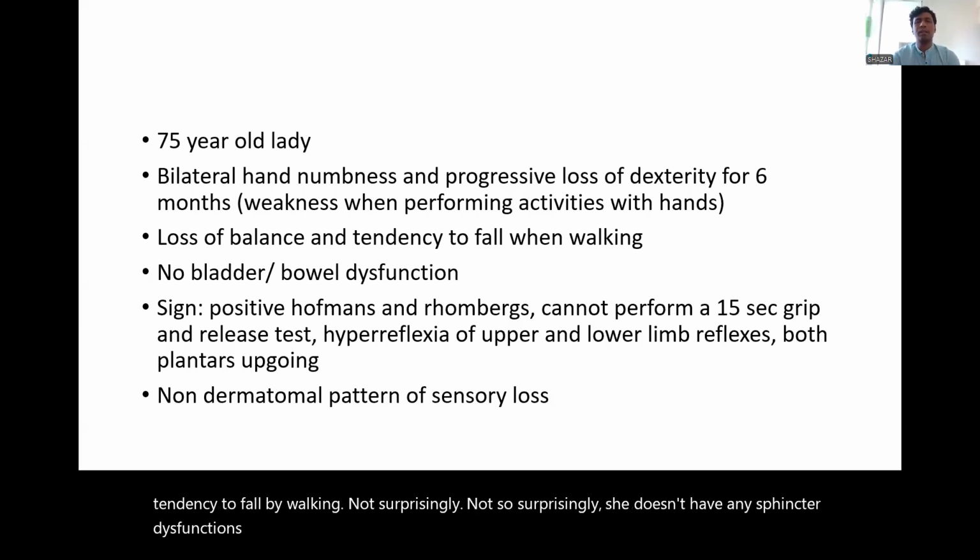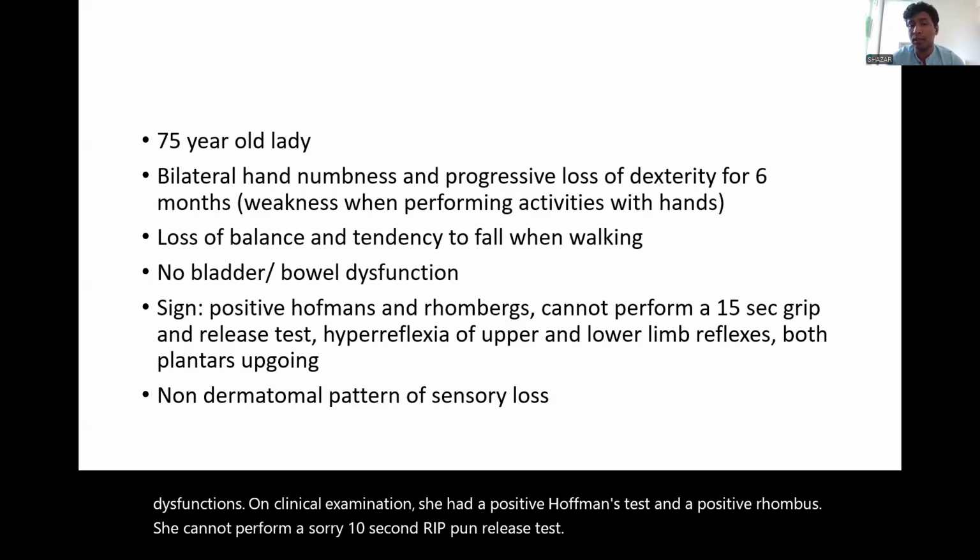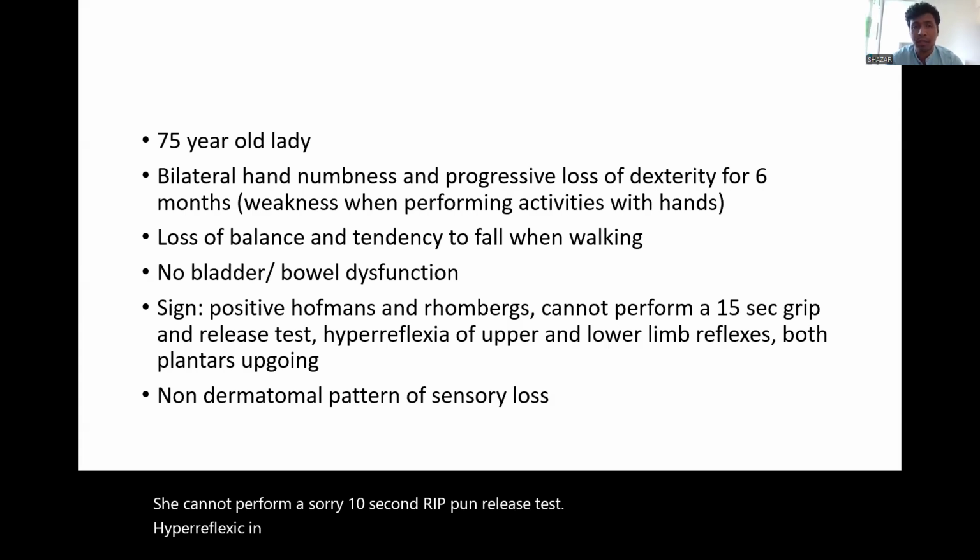On clinical examination, she had a positive Hoffman's test and a positive Romberg's. She cannot perform a 10-second grip and release test, was hyperreflexic in both her upper and lower limbs, and the plantars were upgoing. She had a non-dermatomal pattern of sensory loss.